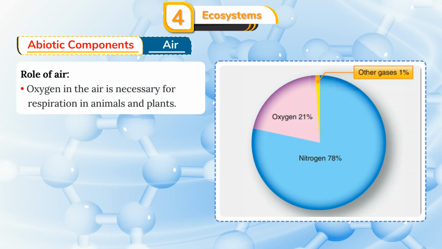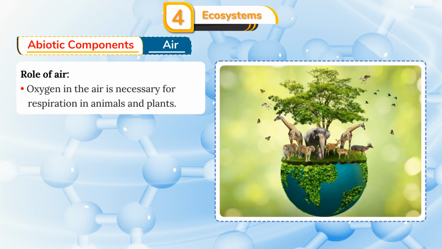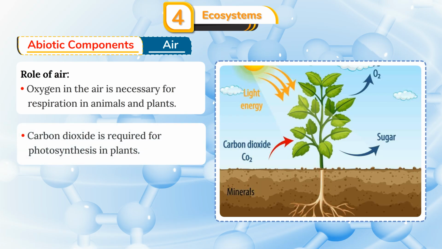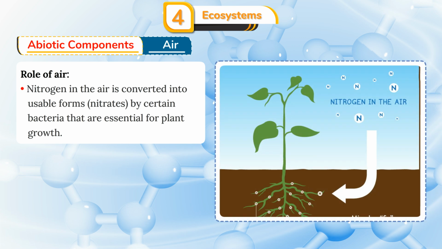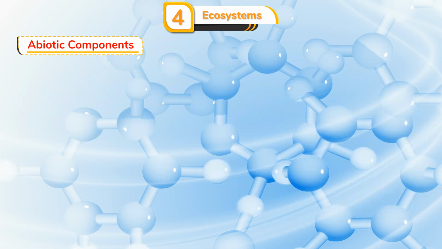Role of air. Oxygen in the air is necessary for respiration in animals and plants. Carbon dioxide is required for photosynthesis in plants. Nitrogen in the air is converted into usable forms, nitrates, by certain bacteria that are essential for plant growth.